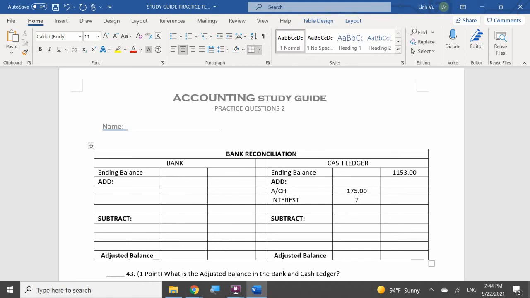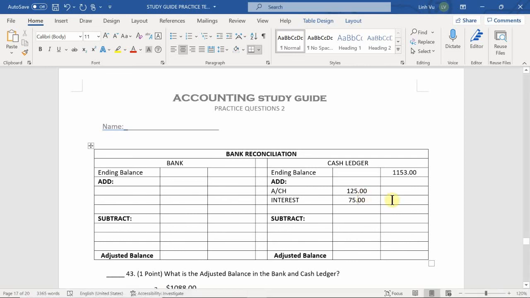Is it 20? Hold on. I think it was 75. Yes. And 125. Yes. Good. Okay. Bringing me a total of $200. Okay.